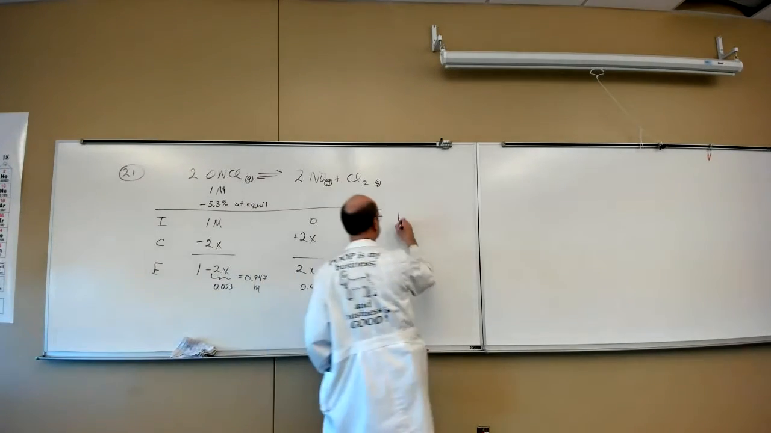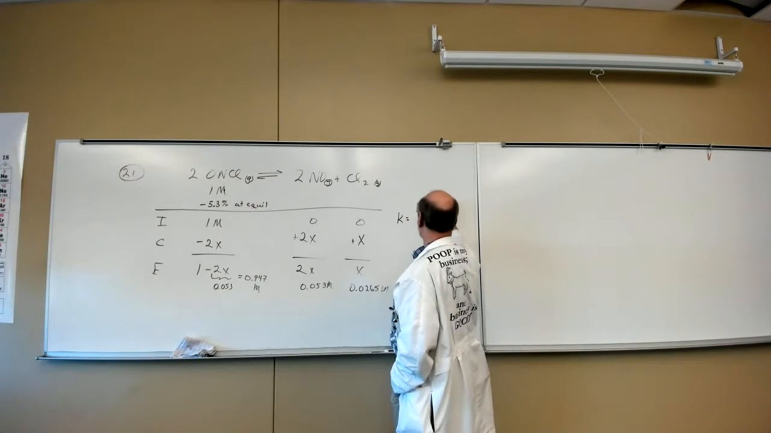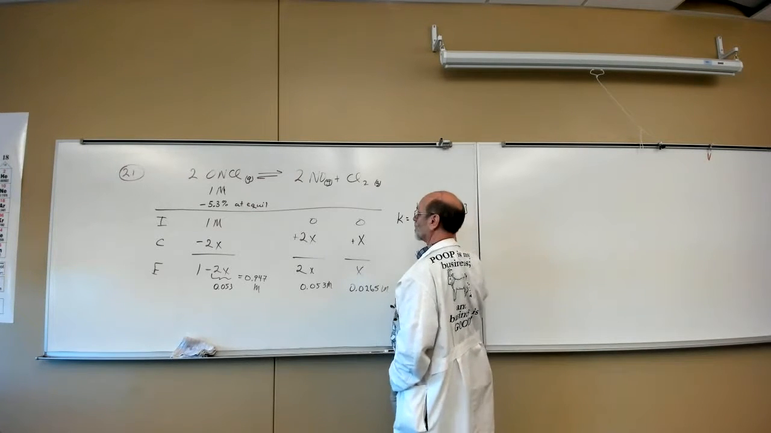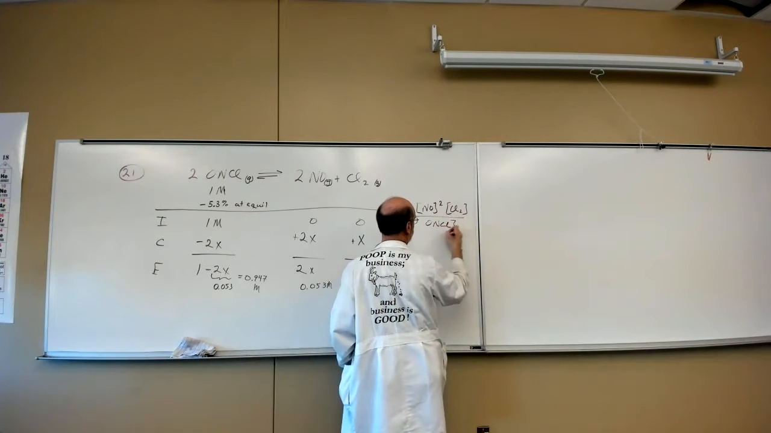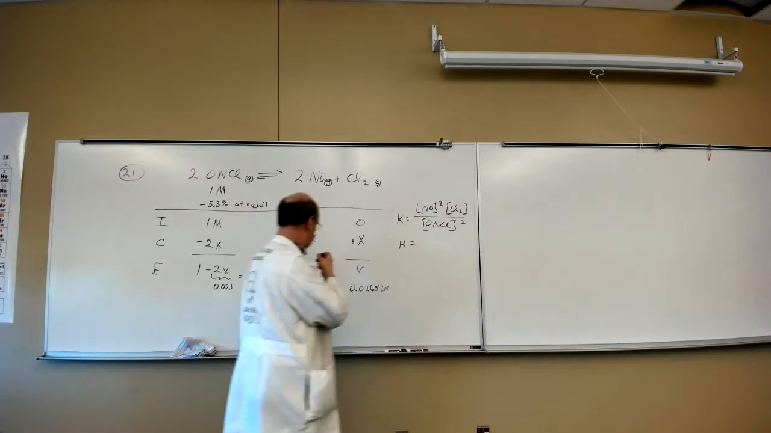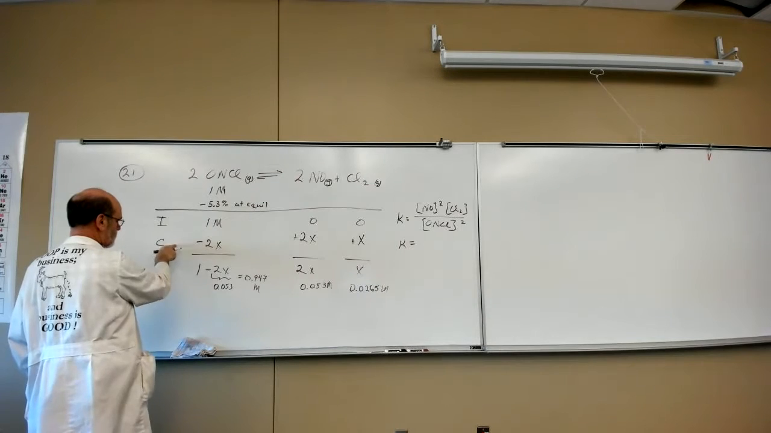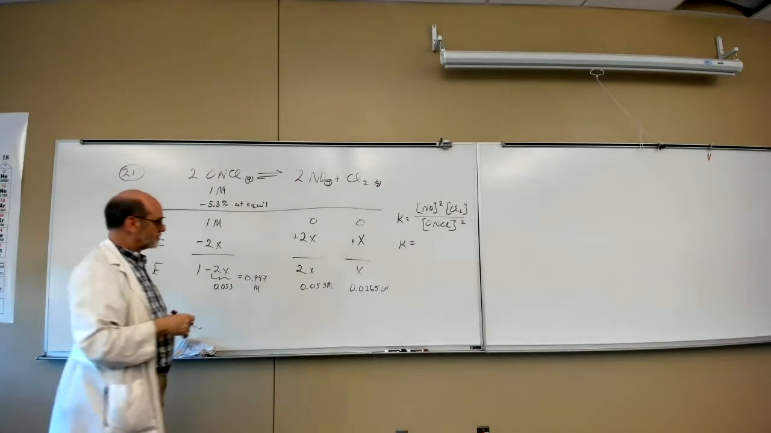Okay, so K is equal to NO squared Cl2 divided by ONCl squared. So the ICE chart, you add initial and change. Like you just go down the vertical column. Just a little review.